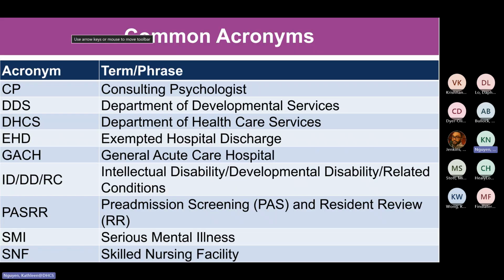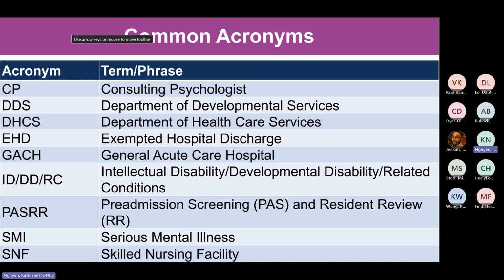Common acronyms. We use acronyms to identify programs and entities. Here are some of the common acronyms we'll be mentioning in the training today. CP stands for Consultant Psychologists. They are in charge of the PASRR determinations. DDS stands for Department of Developmental Services. They oversee the IDDRC process. DHCS is us, the Department of Health Care Services.